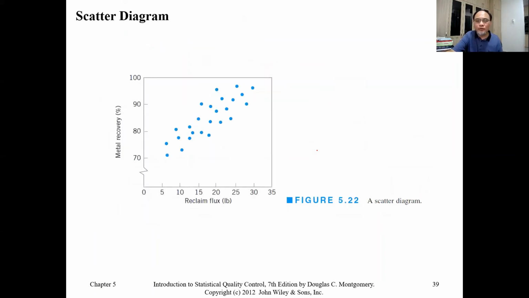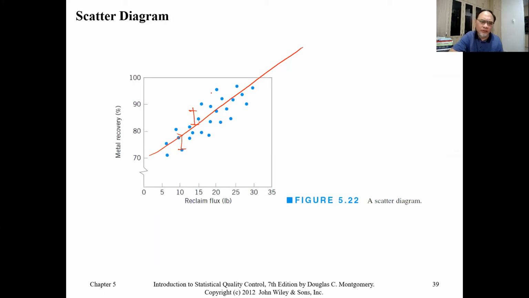Scatter diagram is also one of the 7 tools. Basically, it is a linear regression, and the Japanese were able to simplify the linear regression scatter diagram to see the relationship between one variable and another variable. So we have two variables. Of course, the limitation is we only have two variables, and we want to find the relationship between metal recovery and reclaim flux. You can measure the content of the carbon chemical against the strength of the material, strength of the rubber, for example.